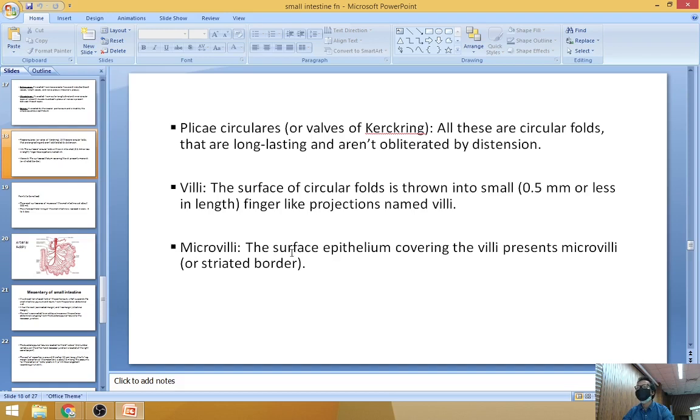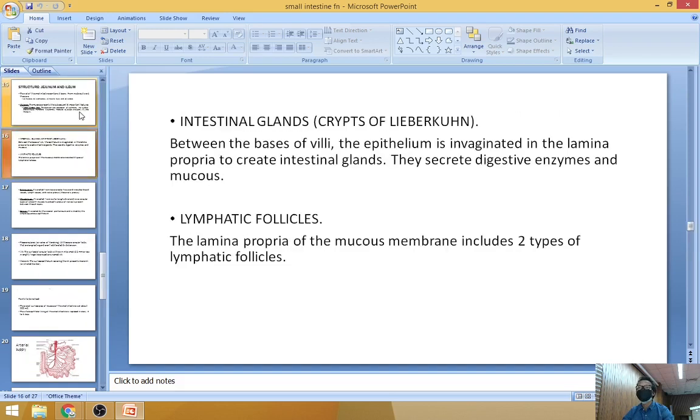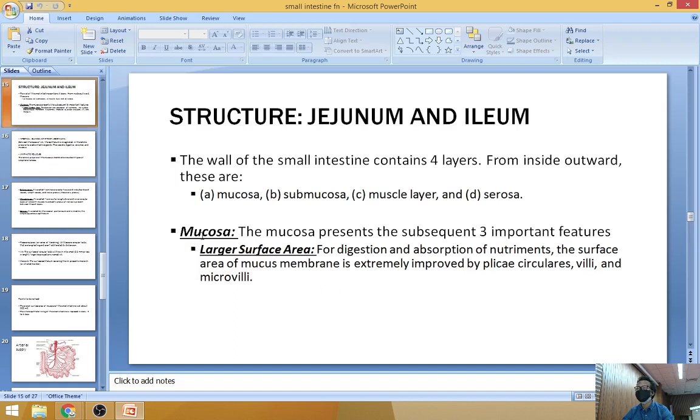They mainly help in increasing the surface area for digestion and absorption, mainly absorption. They increase this mucous membrane surface area extremely with the help of the plicae circularis, villi, and microvilli, so that they can absorb properly.